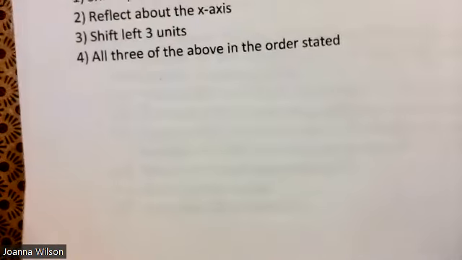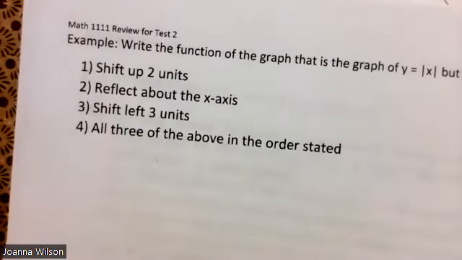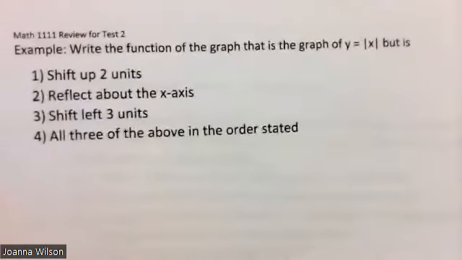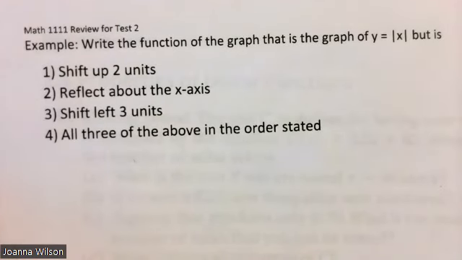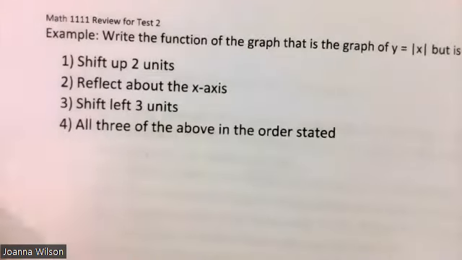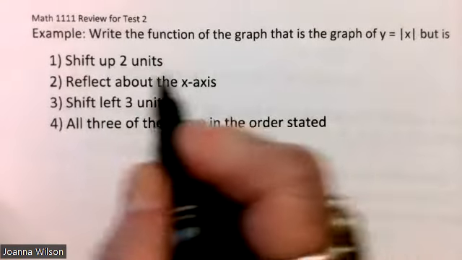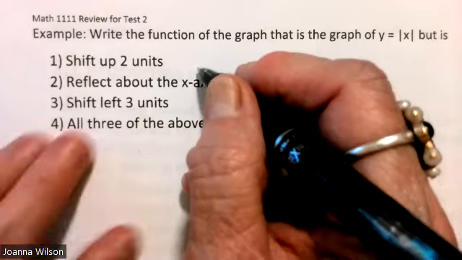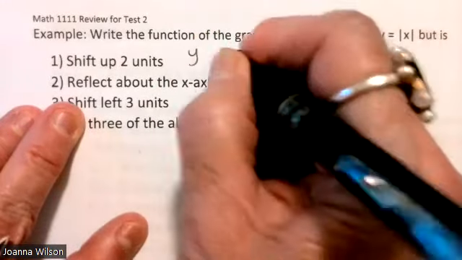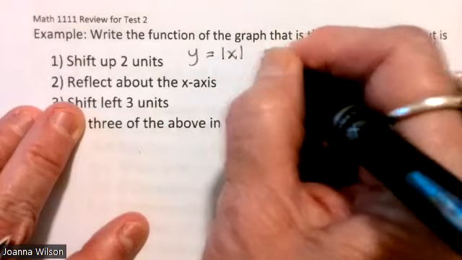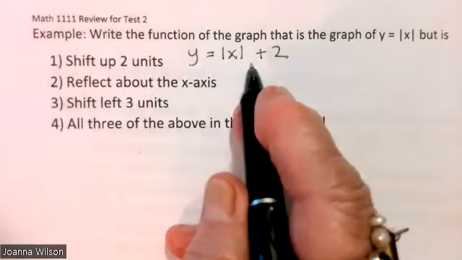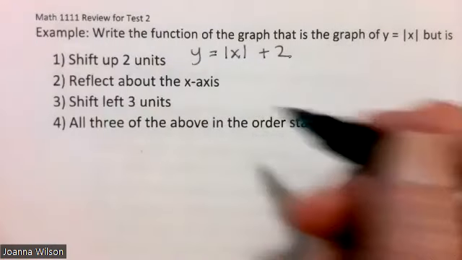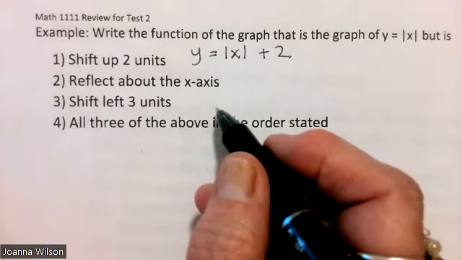Then what we've got is I want to write the function of the graph of y equals f of x, but shifted up 2 units. So I'm going to do these one at a time. First I'll write what the equation would look like if it shifted up 2 units. So for number 1, it would be y equals the absolute value of x plus 2, because adding on the outside of the grouping symbol shifts it up, and subtracting would shift it down.